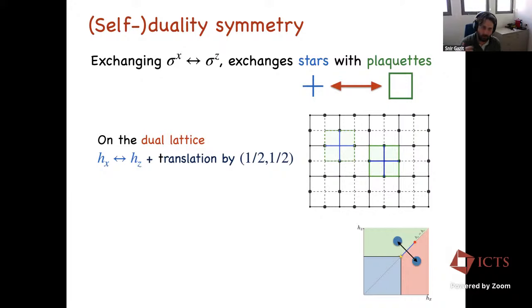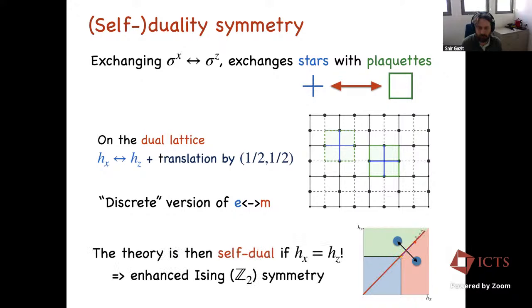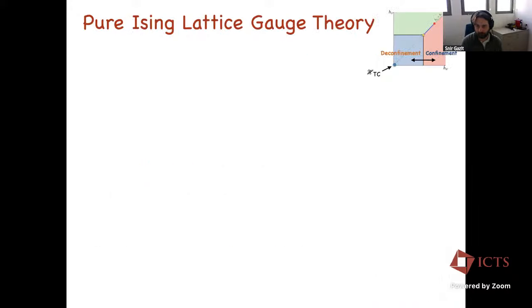So when we apply a duality transformation where we change the roles of sigma x and sigma z, we again obtain a toric model, but on the dual lattice. And it maps, here marked by those two blue circles, points mirrored along the diagonal that flips hx with hz. And this is a discrete version of the well-known E&M duality. And most importantly, for our case, if one now focuses on the diagonal line where hx equals hz, we obtain an enhanced Ising symmetry of our model, which leads to a self-dual theory.